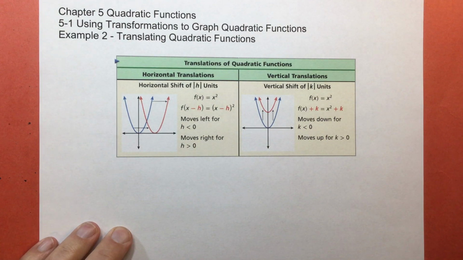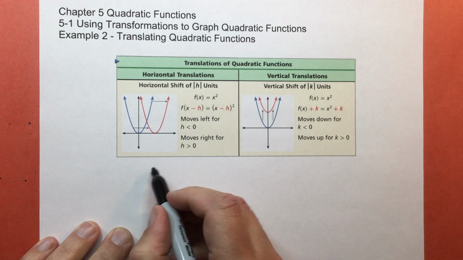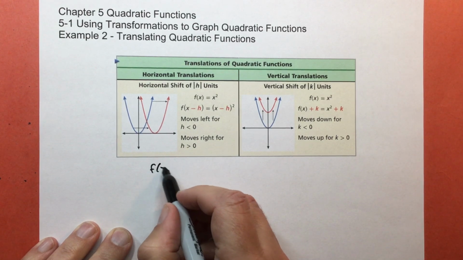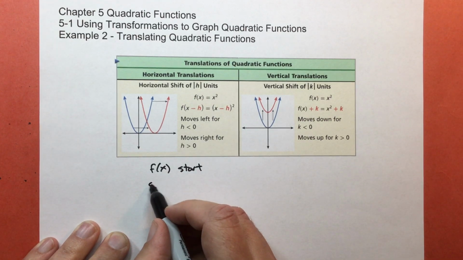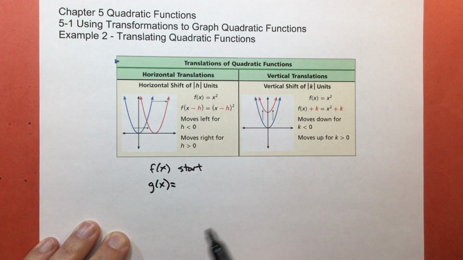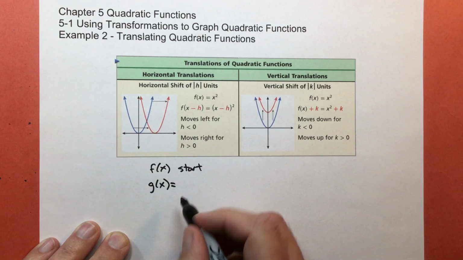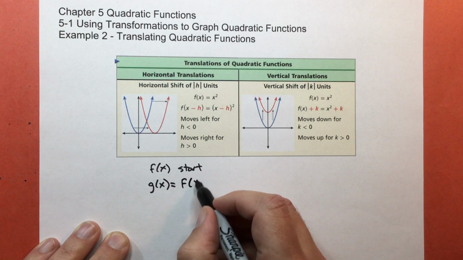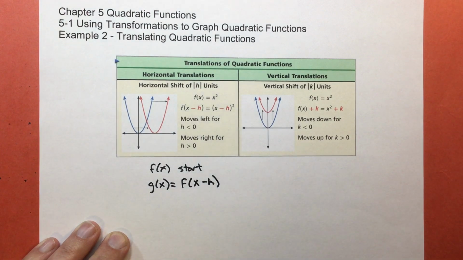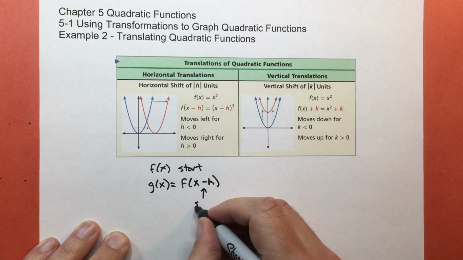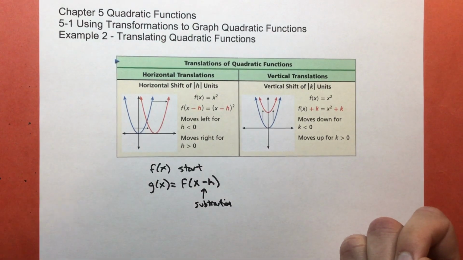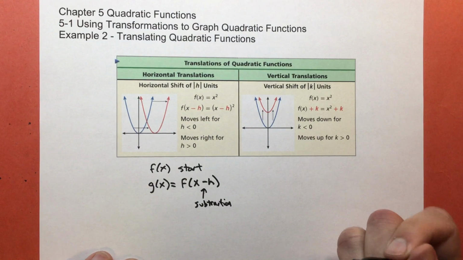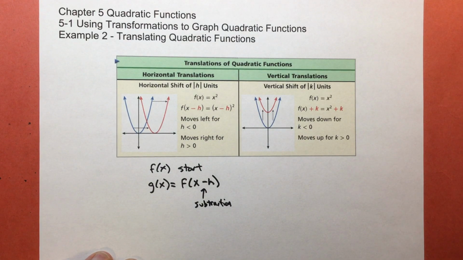The rule for horizontal translations is that if I have f of x, whatever f of x is, that's where I'm going to start. My new function g of x is going to have all the same steps of f of x, except I'm going to replace the x with x subtract h. Remember that this is a subtraction. And it goes to that idea that it's kind of the reverse of what you would expect.